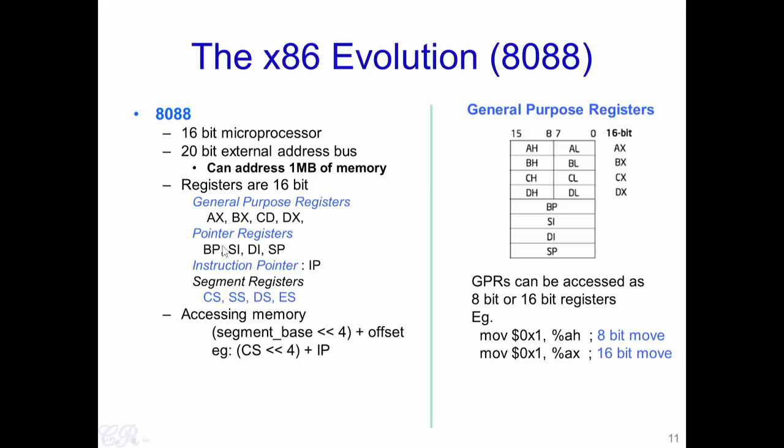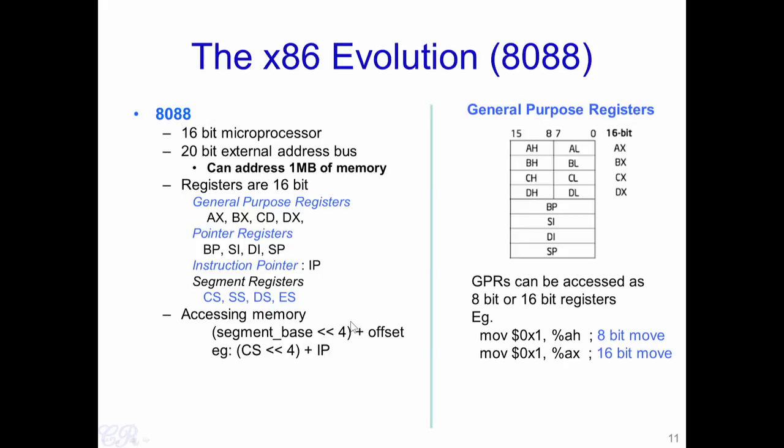As we know, the base pointer is used to point to a frame present in the stack, while the stack pointer is used to point to the bottom of the stack. Then we have the instruction pointer, which points to the instruction that is being executed, and several segment registers such as the code segment, stack segment, DS and ES segment registers. Now, in order to load or store an instruction or data in memory, the 8088 processor would take the segment base, that is, one of the segment registers, left shift it by 4 and add an offset.